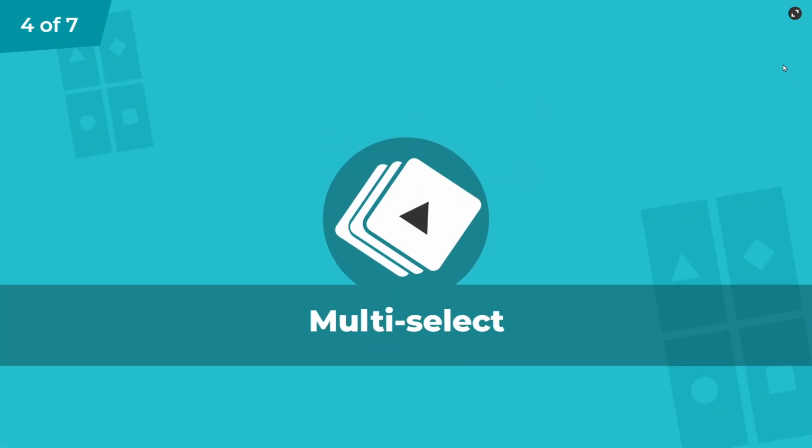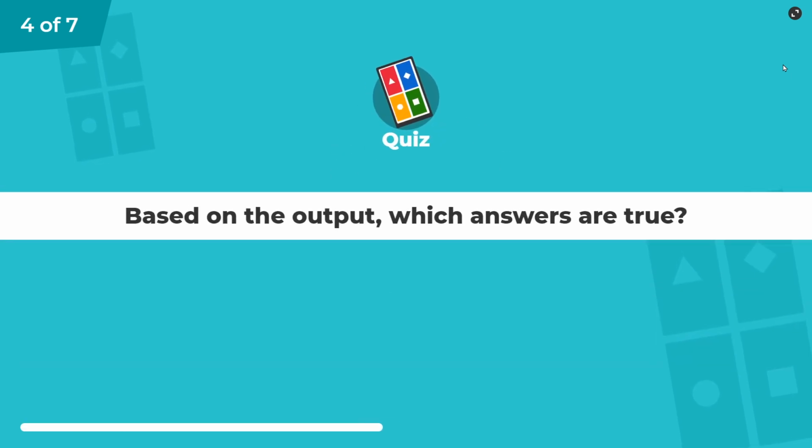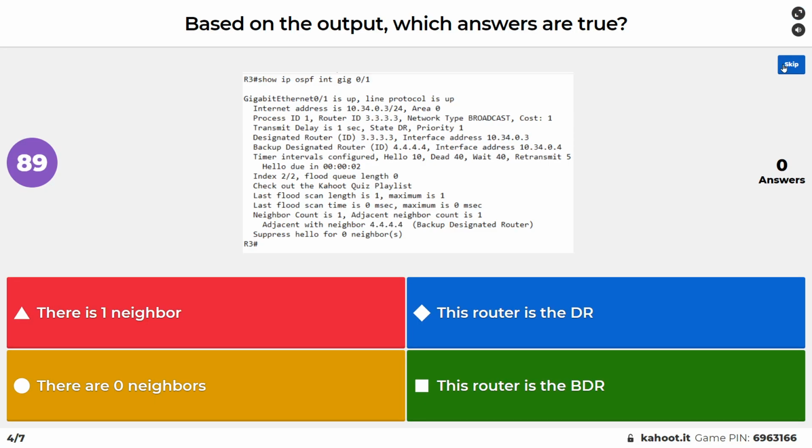Here's question 4 of 7. It's multiple select, at least 2 correct answers, and it's double points. Based on this output, which answers are true? 90 seconds on the clock.